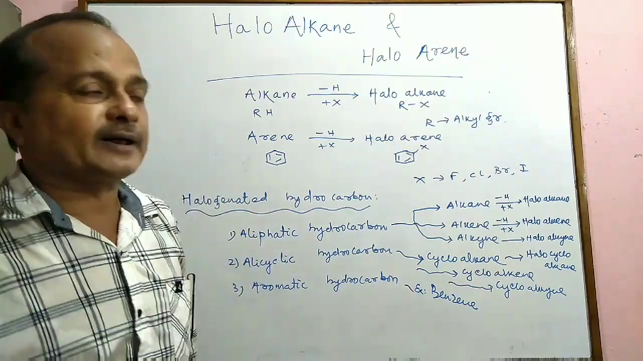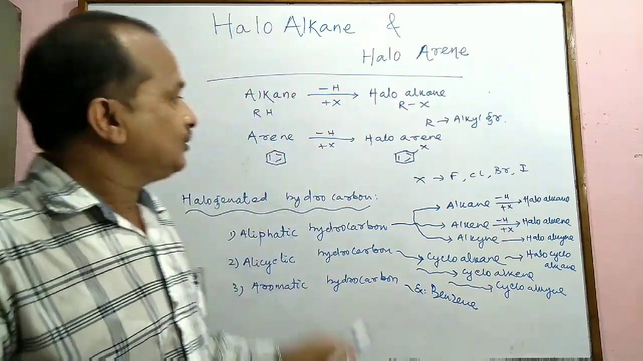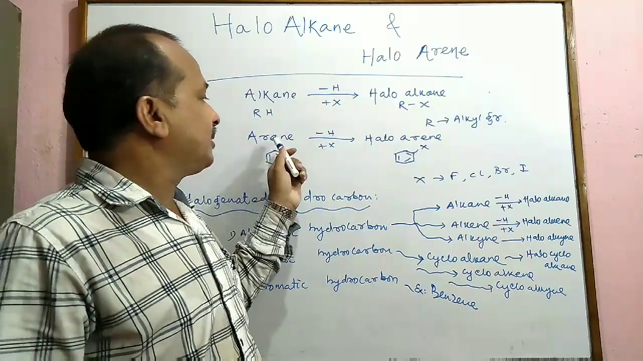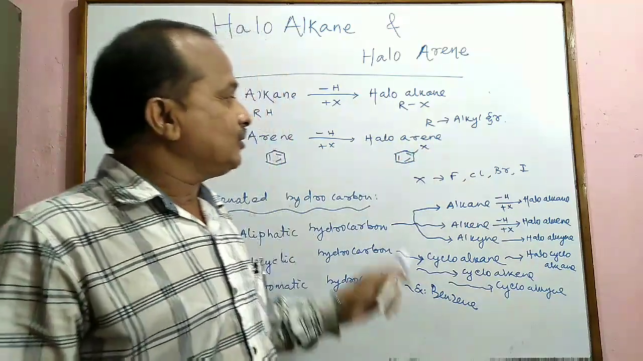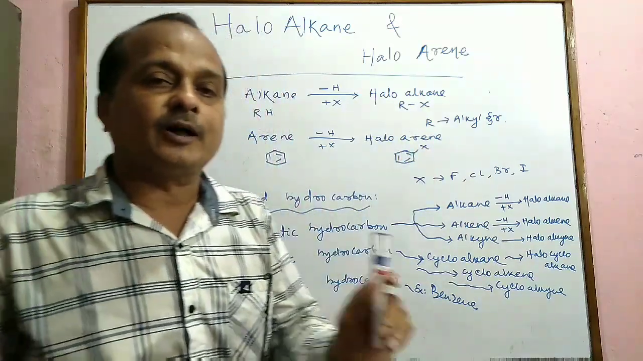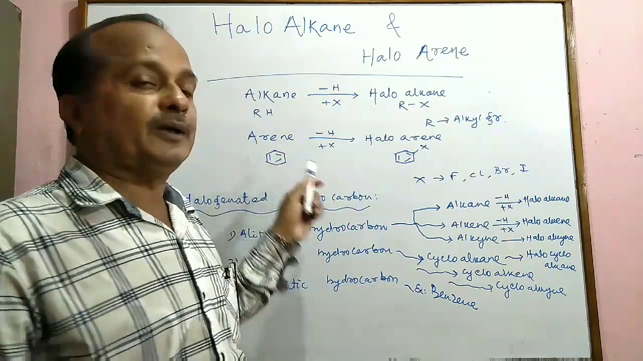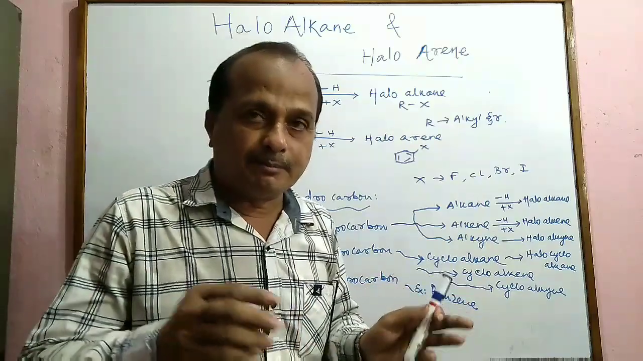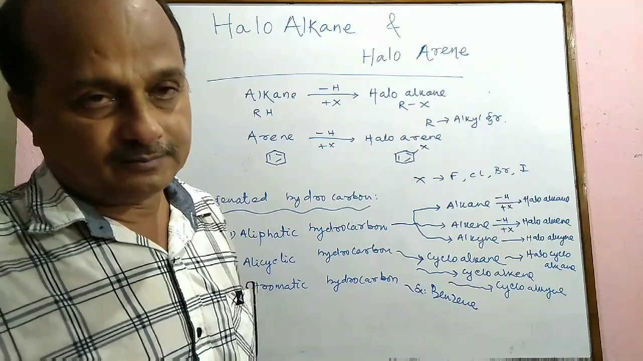Similarly, an aromatic hydrocarbon is otherwise known as an arene. So when an H atom is removed from arene and replaced by a halogen atom, we will get haloarene. Benzene is the parent compound of arene or aromatic hydrocarbon. Here one H atom at any corner of the ring can be replaced by a halogen atom, and we will get halobenzene.